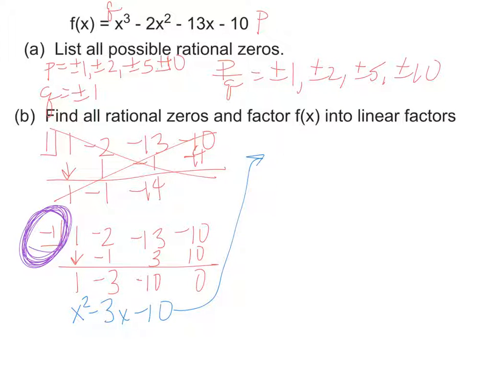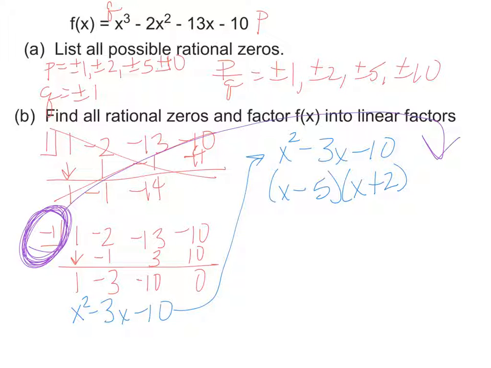I'm going to bring that on up here. X squared minus 3x minus 10. Now factor that. And I get x minus 5 and an x plus 2. And then don't forget, I also want to have my third factor over here as an x plus 1, because anything next to the x is opposite, so don't forget about that. Let me try to make that one a little more obvious. There are my factors.